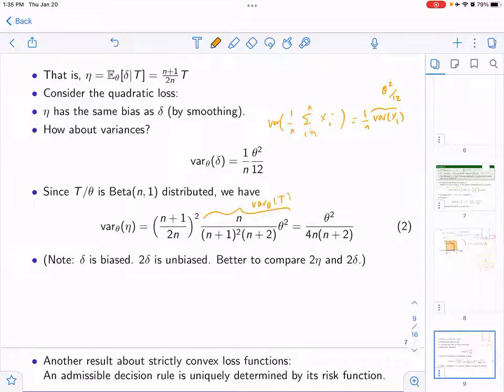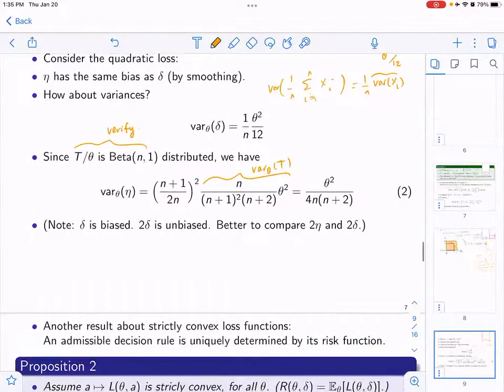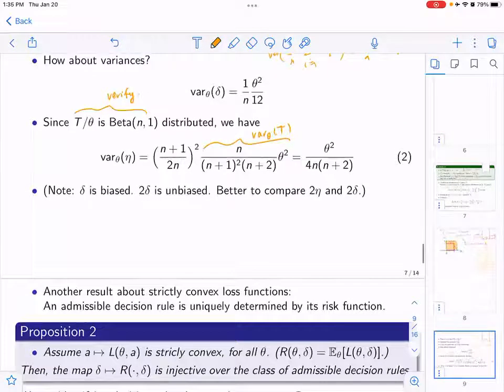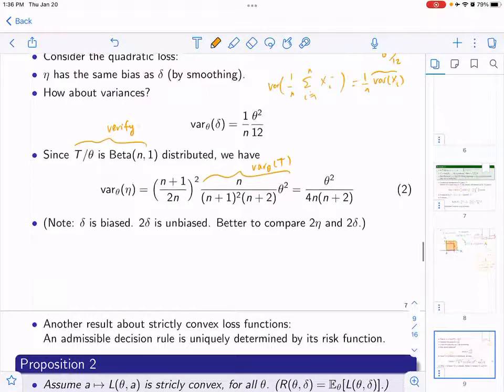And t over theta is going to be beta and 1. This is a known result about the order statistics of the uniform. So verify for yourself. And the variance, you can look up on Wikipedia, the variance of a beta distribution is like that. So things would simplify to this. And you can see very clear improvement.